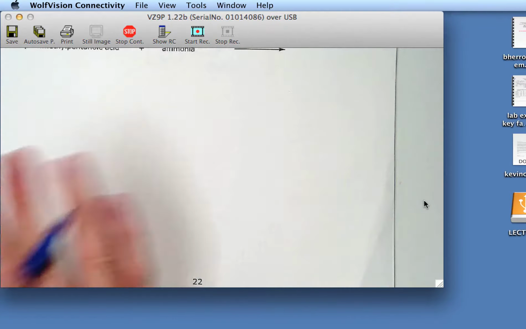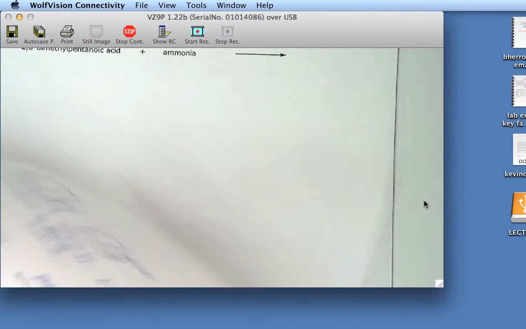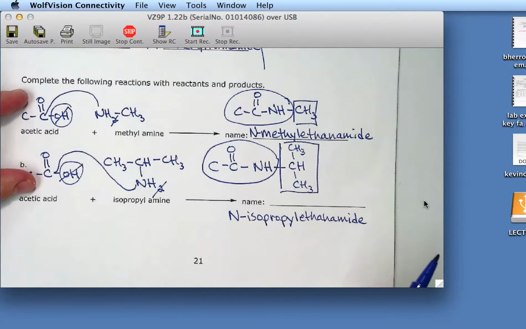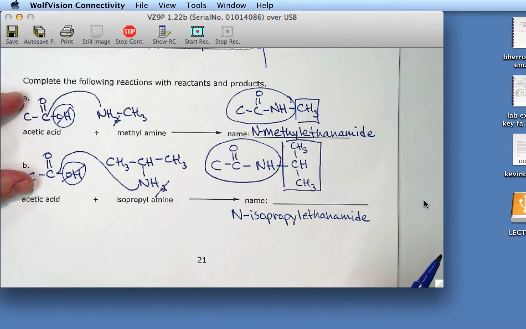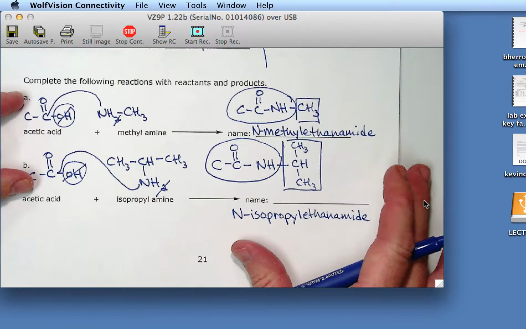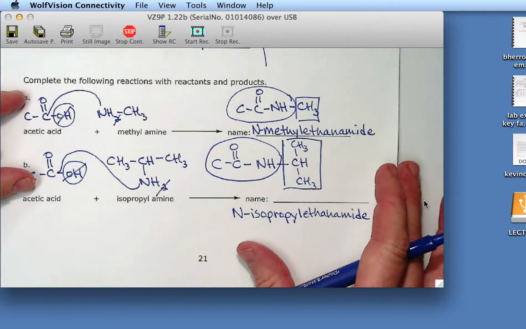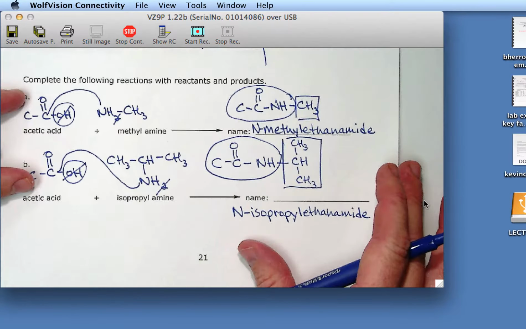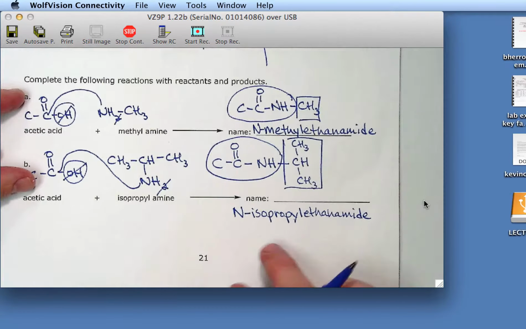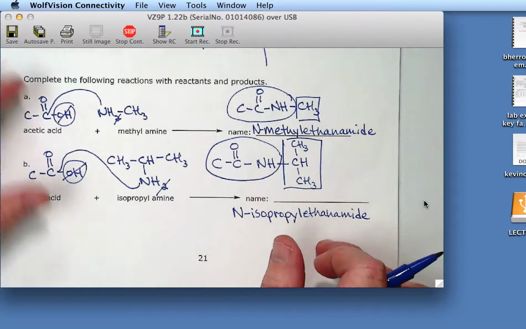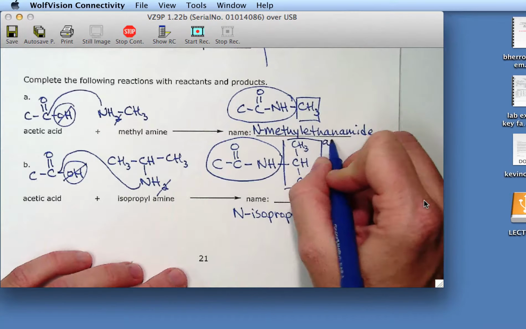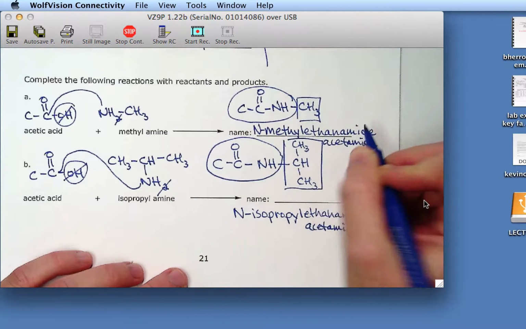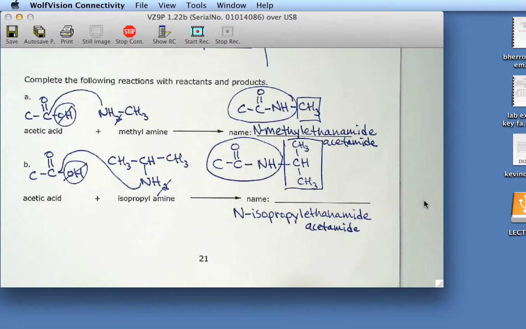All right. With a few more. Okay. I thought I heard you say something else, but write something different. Oh. I was confused. N-isopropylacetamide or N-isopropylethanamide. So it could be two different pages. So the bottom one's the common, or common. Acet. You'll get it.